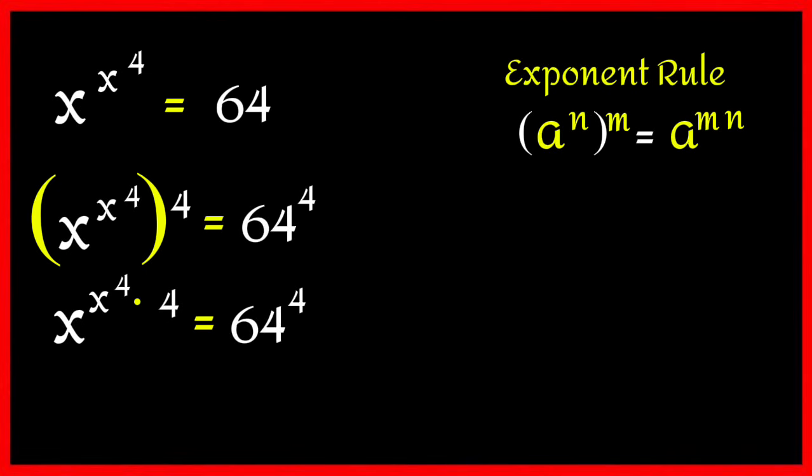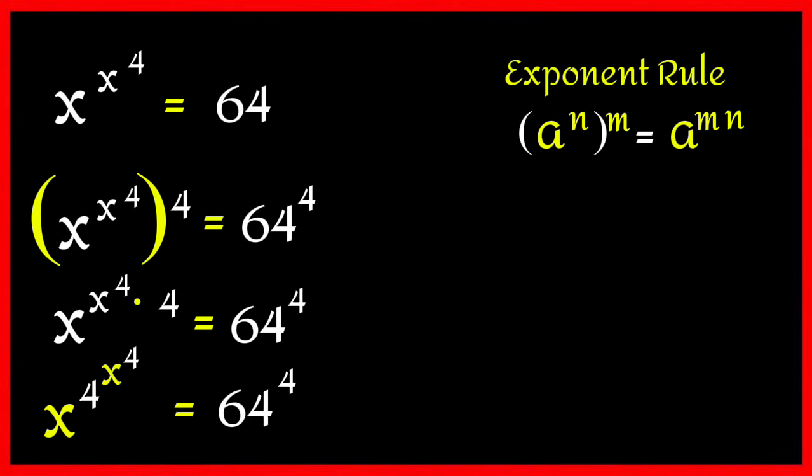Now, let us use the second form of the same exponent rule. Instead of multiplying the exponent by 4, we can move the 4 into the base. This transforms the left-hand side into x raised to the power of 4, raised to the power of x raised to the power of 4. So now we have x raised to the power of 4, raised to the power of x raised to the power of 4, equal to 64 raised to the fourth power. Excellent. The left-hand side now has a beautiful form of something raised to the power of itself.